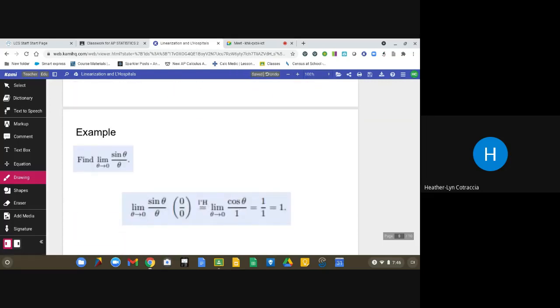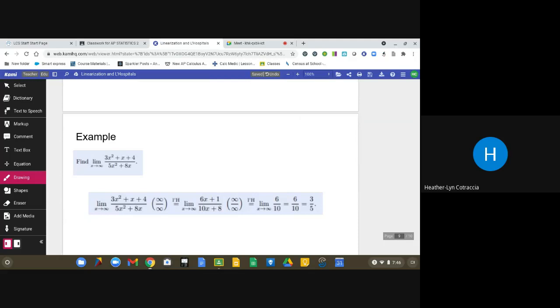Okay, let's look at this one really quick. The limit as theta approaches 0. So again, if you plug in, sine of 0 over 0 gives you 0 over 0, which is your indeterminate form. You take the derivative of the top and the derivative of the bottom. The derivative of sine is cosine. The derivative of theta is 1 with respect to theta, of course. You get 1 over 1, and that is equal to 1.